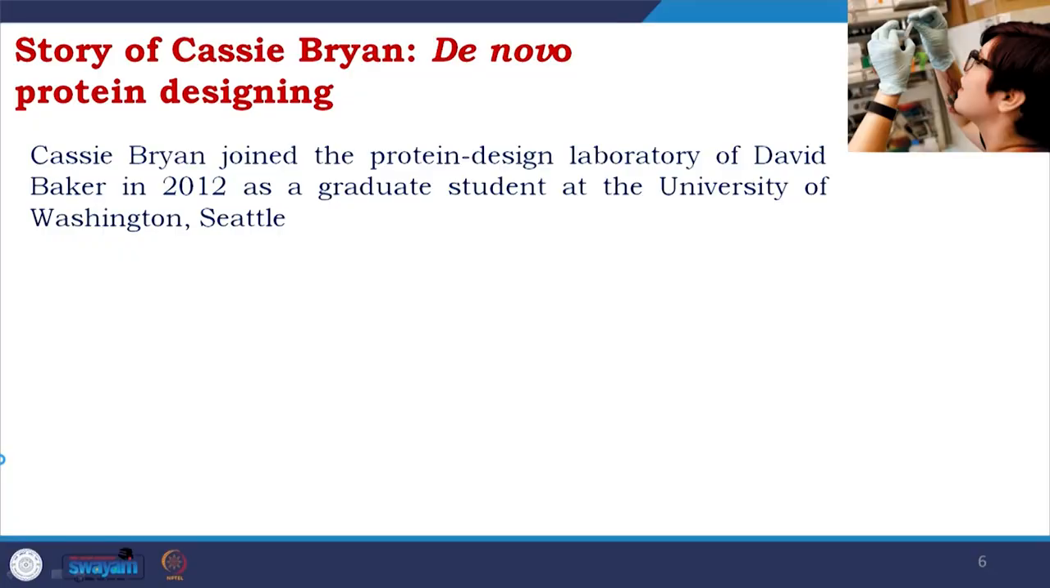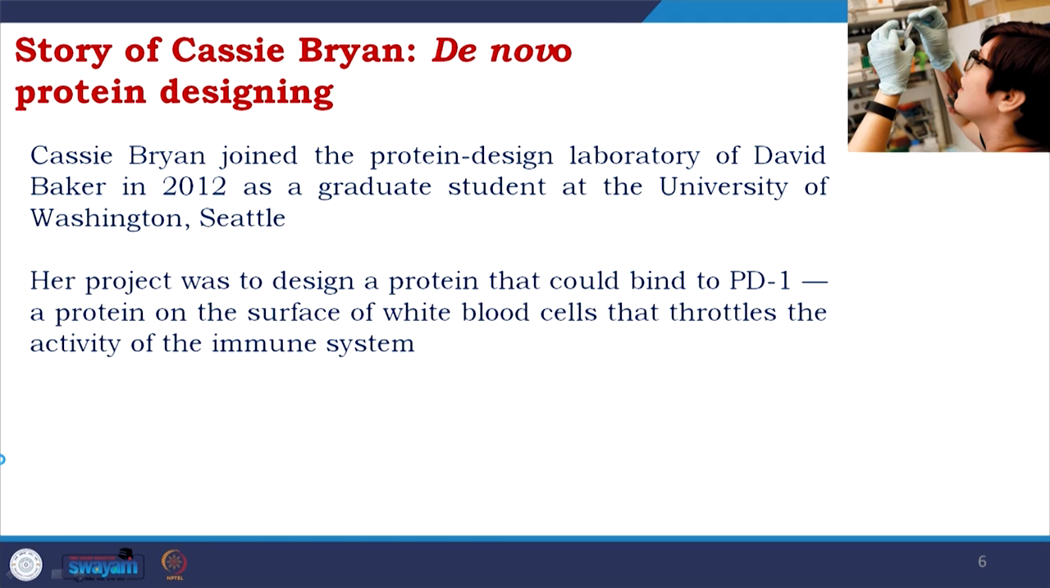So, the lady you are looking at in the picture is Casey Bryan. Casey Bryan joined the protein design laboratory of David Baker in 2012 as a graduate student at the University of Washington, Seattle. The first project she started was to design a protein that could bind to PD-1. What is PD-1? PD-1 is a protein on the surface of white blood cells that throttles the activity of the immune system. So, they wanted to make a protein which binds to PD-1, and by doing that they could do some immunotherapeutics.